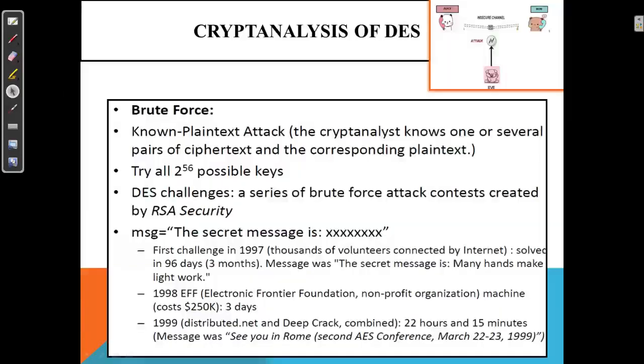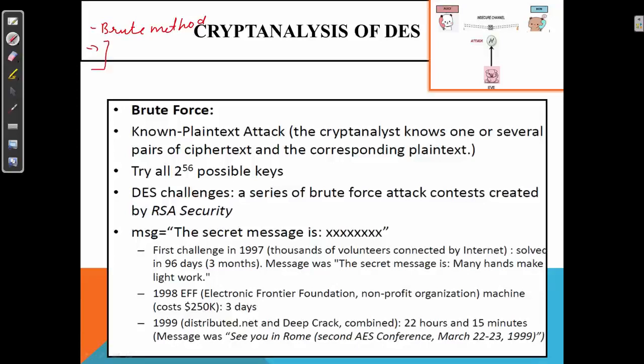Next is the cryptanalysis of DES. We know that we can do cryptanalysis by 2 methods. The first one is the brute force method, and the second one is we can analyze it with some other well-known methods.